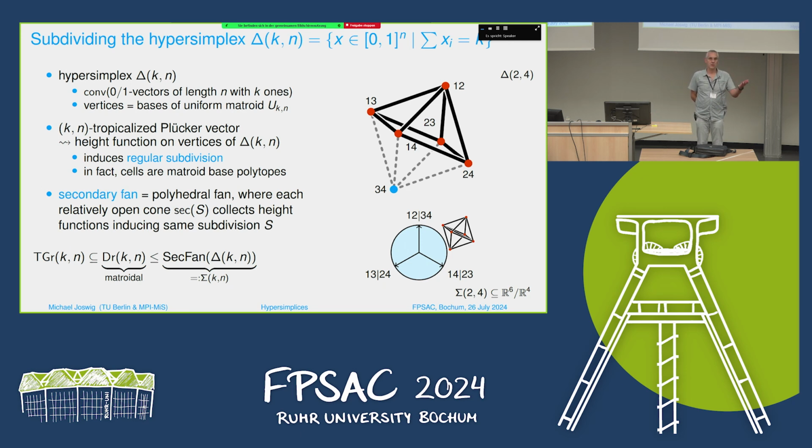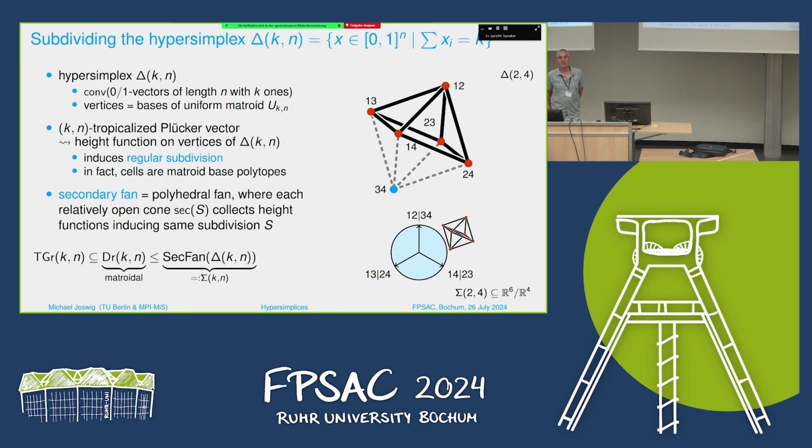Right? So there are also non-regular subdivisions, so those which do not come about in this way. But if they do, often there's more than one vector, because once I have one, for instance, I can scale it by an arbitrary positive scalar, and then it will induce the same subdivision. Or if I have 2 different ones, I can add them, and still they induce the same subdivision.